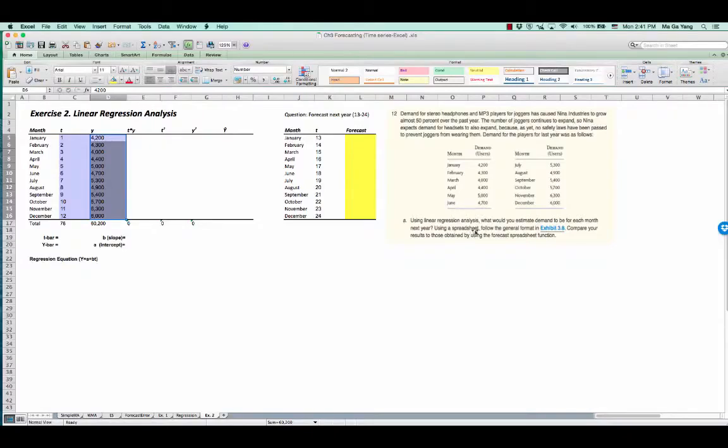Using the spreadsheet, follow the general format in Exhibit 3.8. You can ignore this one. Compare your result to those obtained by using the forecast spreadsheet function.